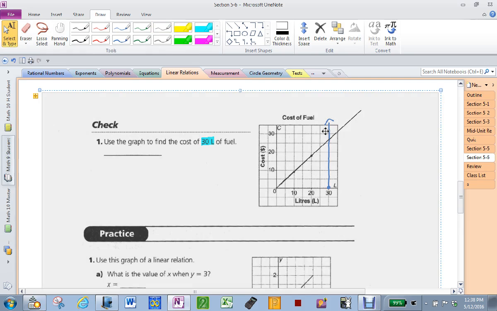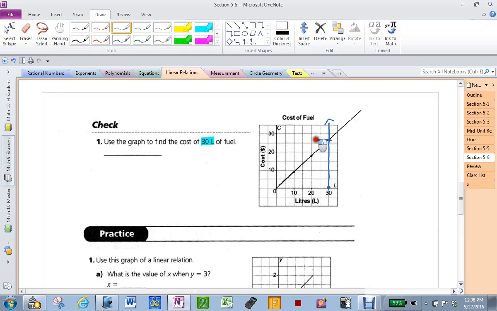So now what do I need to do? I need to go over to the x-axis, or the y-axis, and what would you say is about the answer? 26. Sure, $26. Is everyone okay with this? Now, believe it or not, it's that easy. You either read the graph or you extend the graph. That's it. There's no tricks. Absolutely none.